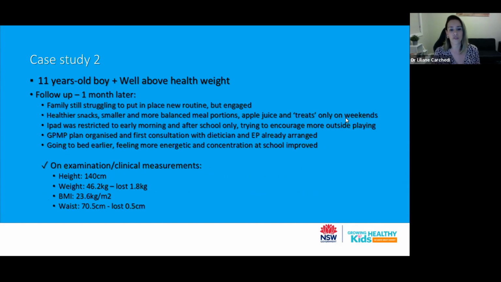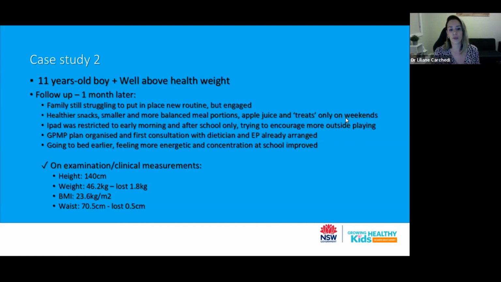It was not easy. The family was engaged and the kids as well, but they were still struggling with walking to school and the pickups from school because they were busy. We did talk about implementing more fruits as healthier snacks, and trying yogurt instead of ice cream in smaller portions. They did manage to drop the apple juice and leave small treats for the weekends, which was good. The iPad was the biggest one. The kid was not too happy with that, but he was still engaged. He was happy talking to me. He had a good connection, but was restricted.